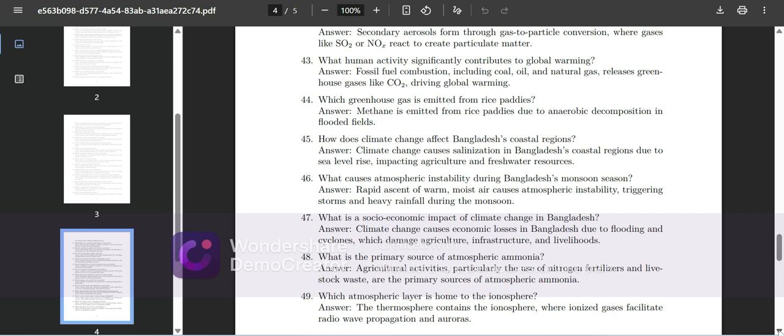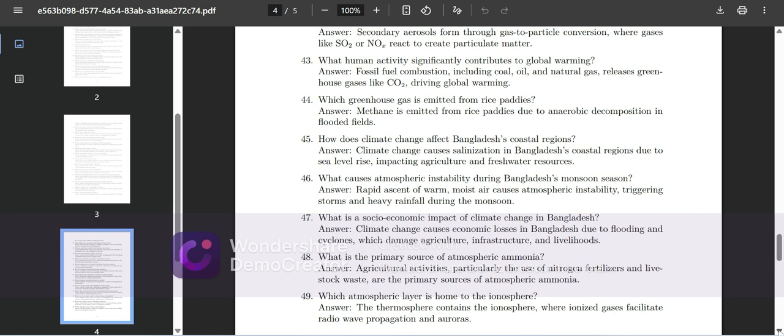What is the socio-economic impact of climate change in Bangladesh? Climate change causes economic losses in Bangladesh due to flooding and cyclones, which damage agriculture, infrastructure, and livelihoods.